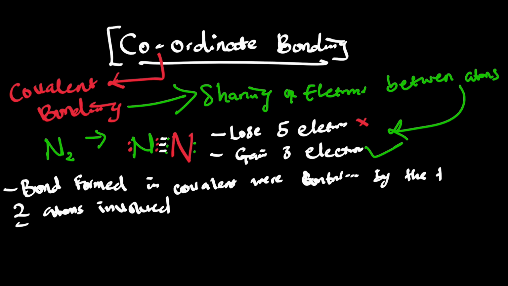But you see this coordinate. Do you get that? In this coordinate, it's only one of the atoms that contributes everything. In coordinate bonding, only one of the atoms contributes to the bond. Do not forget this point. That's what distinguishes coordinate bonding from covalent bonding.